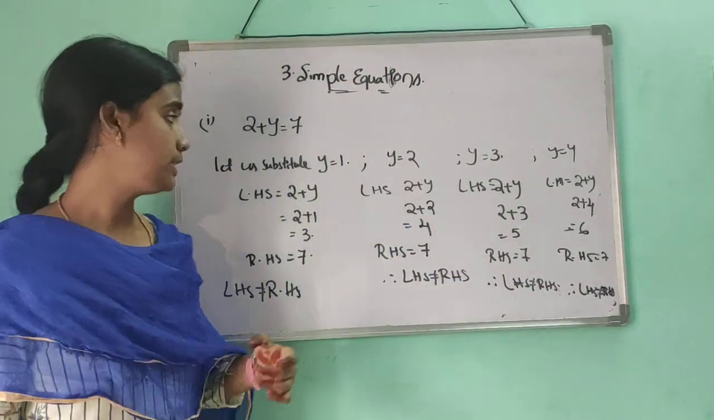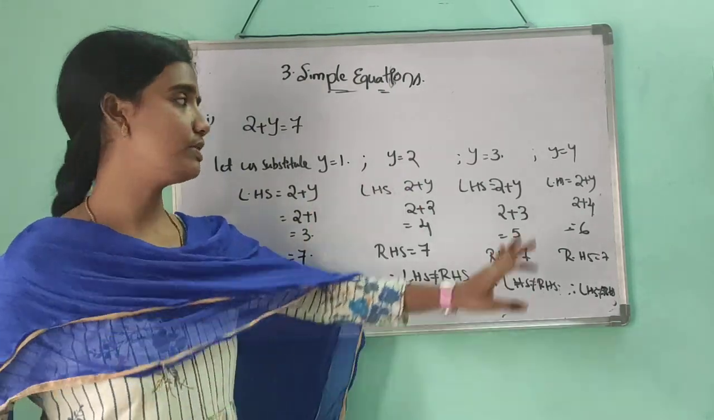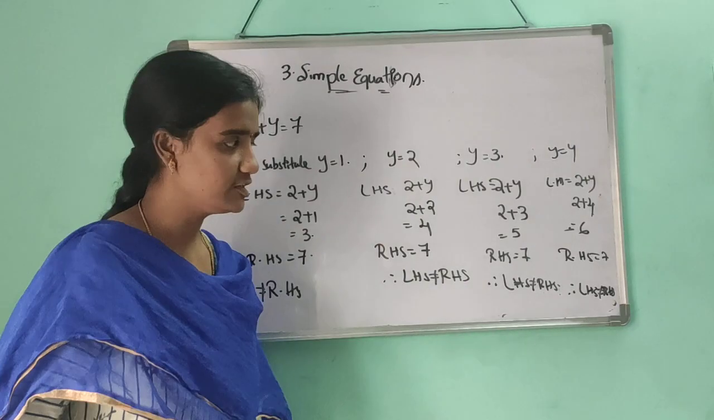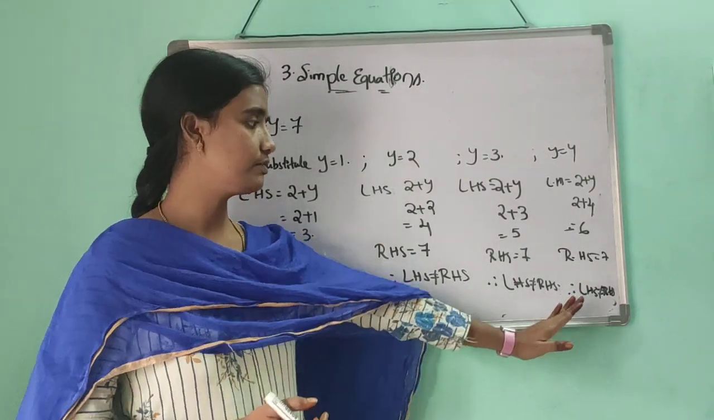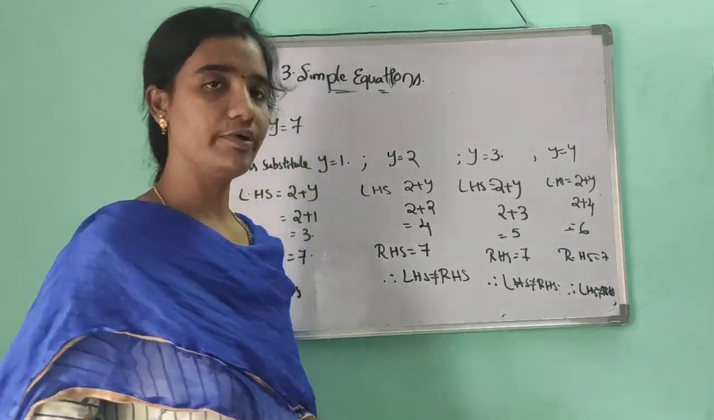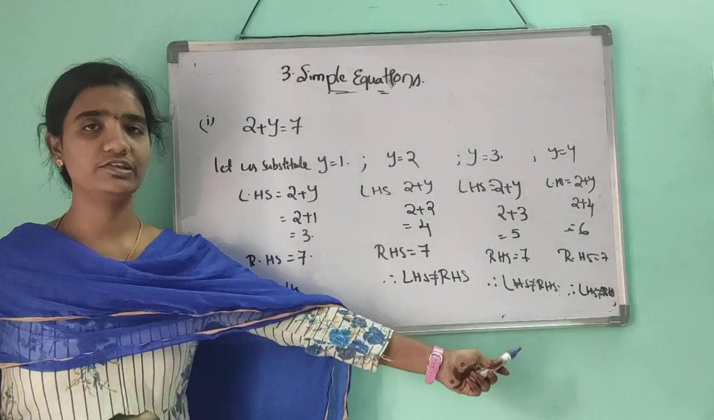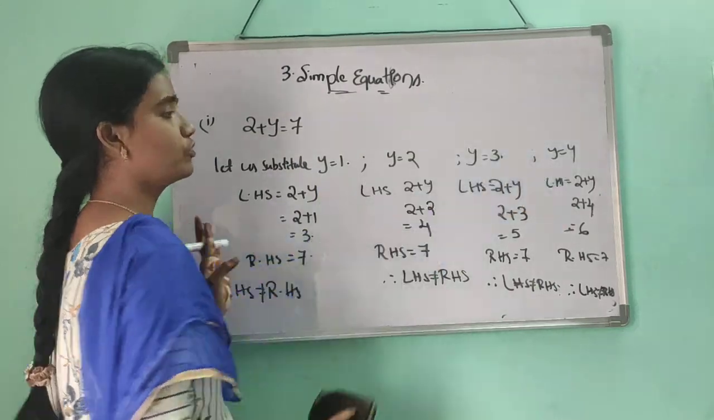So in this we have tried y equal to 1, y equal to 2, y equal to 3, y equal to 4. Along this process, we still did not get LHS equal to RHS. We will continue this process until both LHS and RHS are equal.